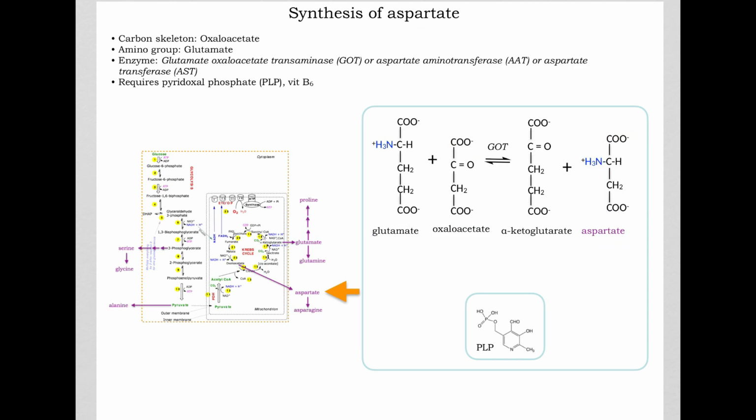The enzyme that catalyzes this transamination reaction has several names: glutamate oxaloacetate transaminase, or GOT, also called aspartate aminotransferase, also called aspartate transferase. Different names for the same enzyme. And once again, being a transamination reaction, this transaminase enzyme requires vitamin B6, which is pyridoxal phosphate, as a coenzyme.